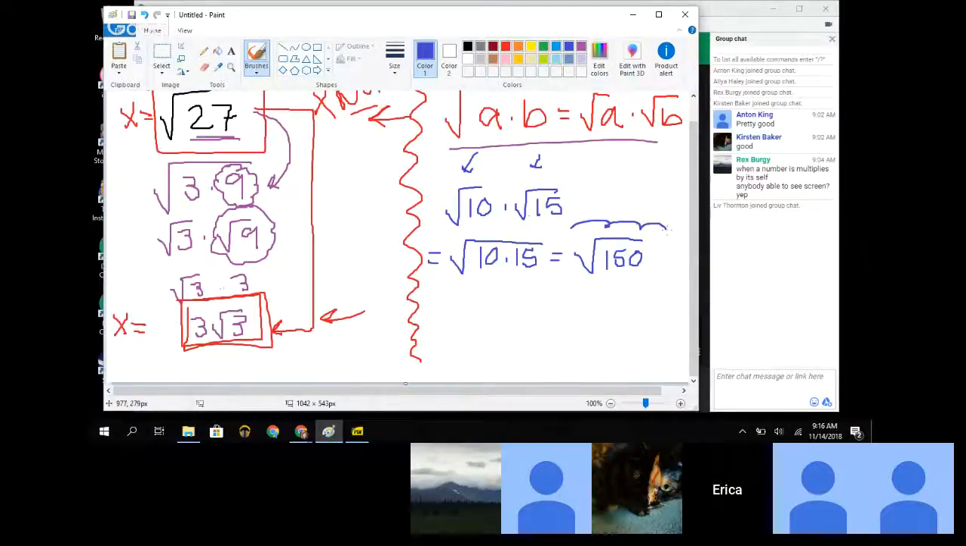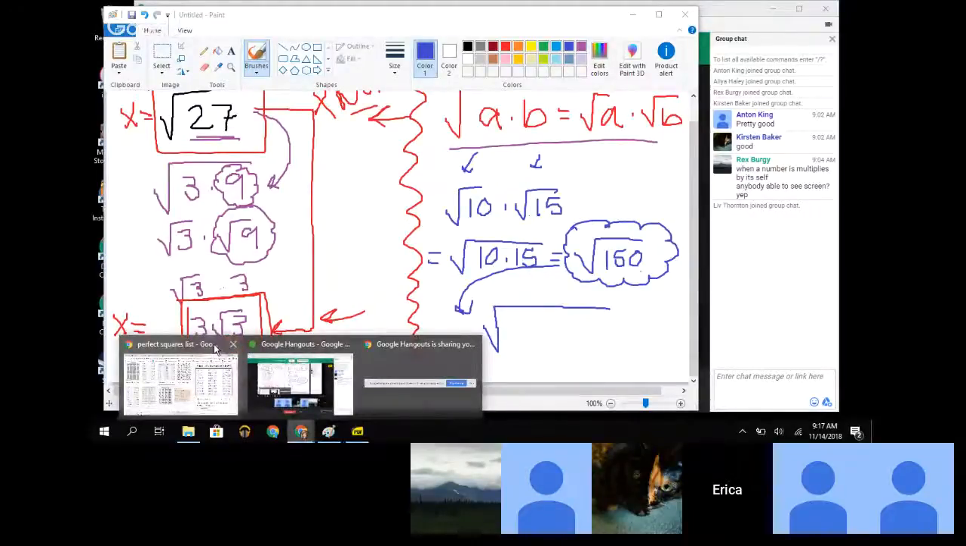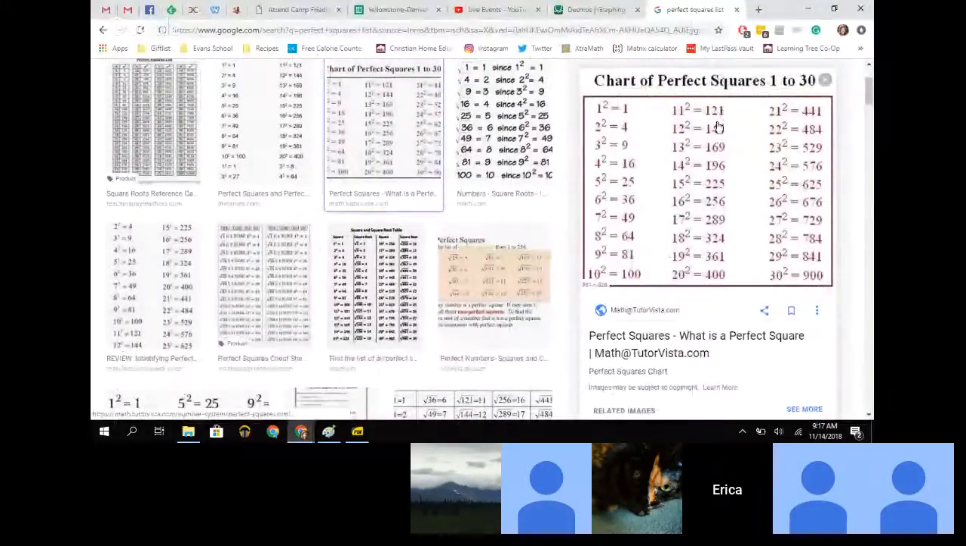Now I have to figure out, can I simplify the square root of 150? So what I'm trying to do is see if any of my perfect squares are factors of 150. If I go back to my perfect squares chart, do any of these numbers go into 150? Well, 100 can't go into 150, right? But 25 might be a good possibility. 25 does go into 150.